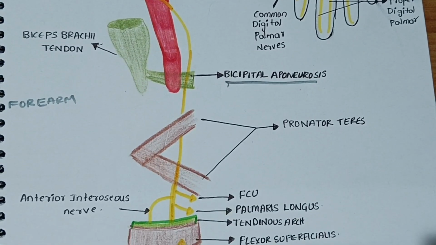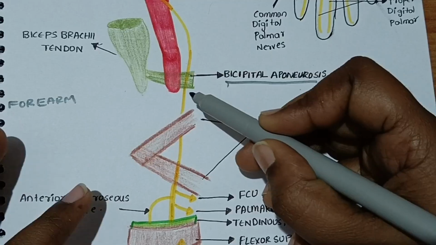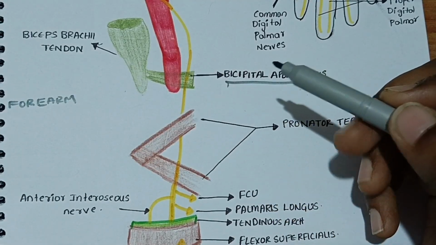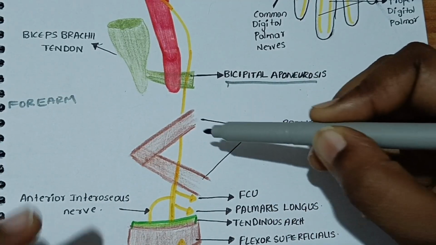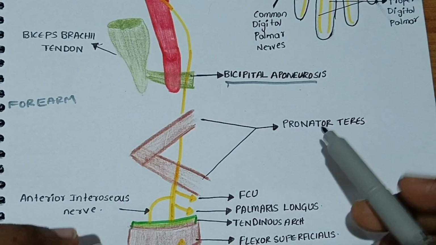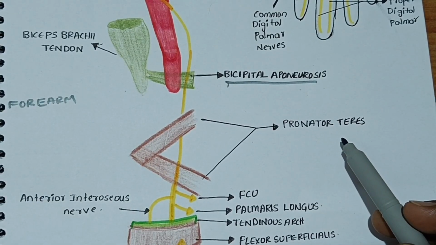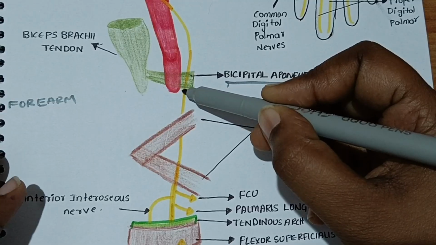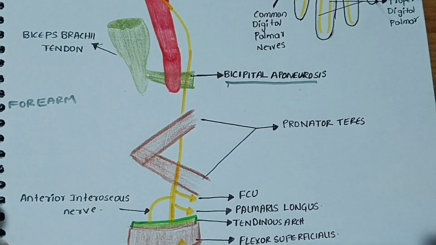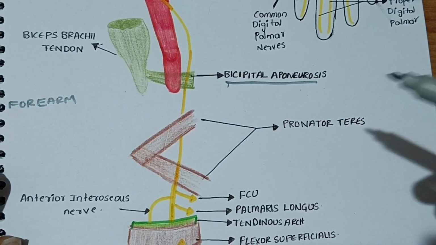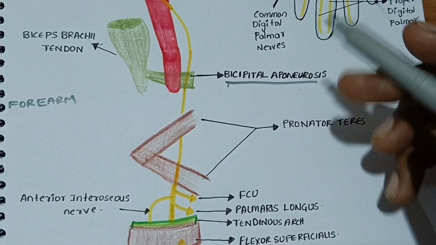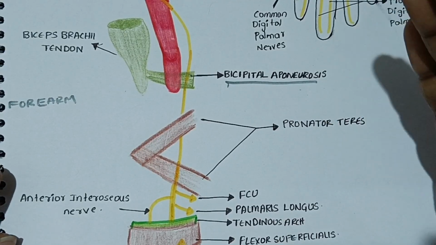In the forearm region, when it is entering the forearm, it enters through two heads. The pronator teres contains two heads. It crosses between the two heads of the pronator teres, giving nerve supply to them.